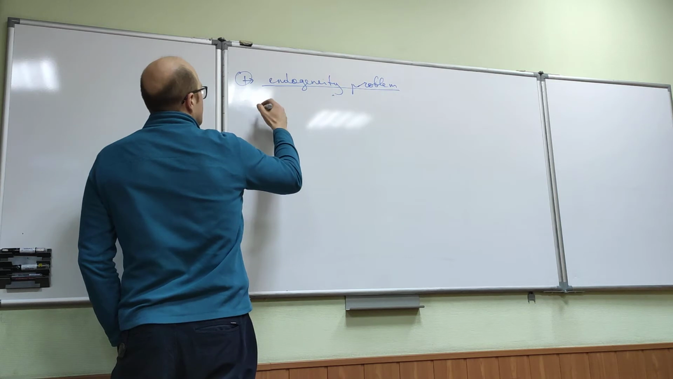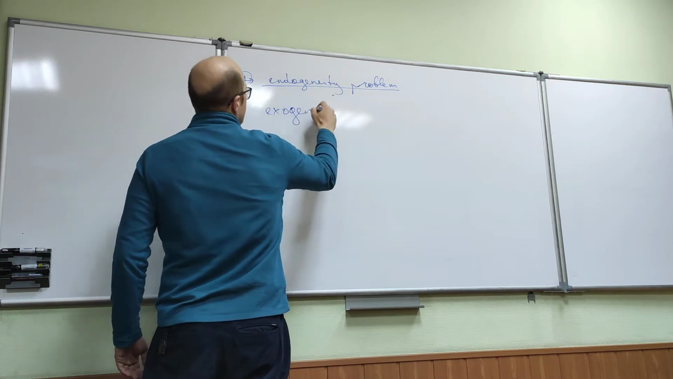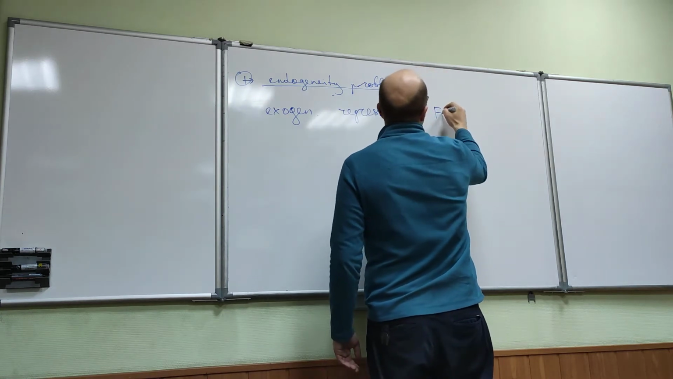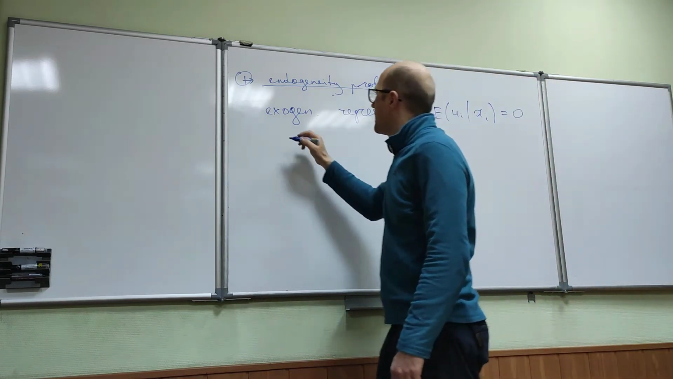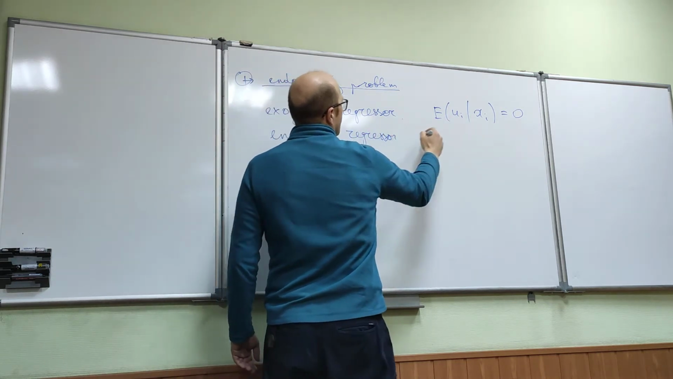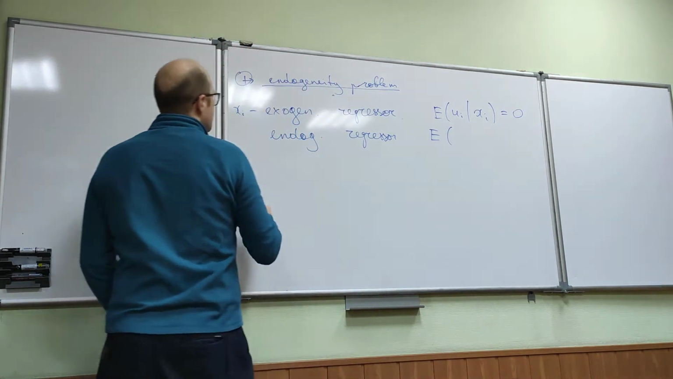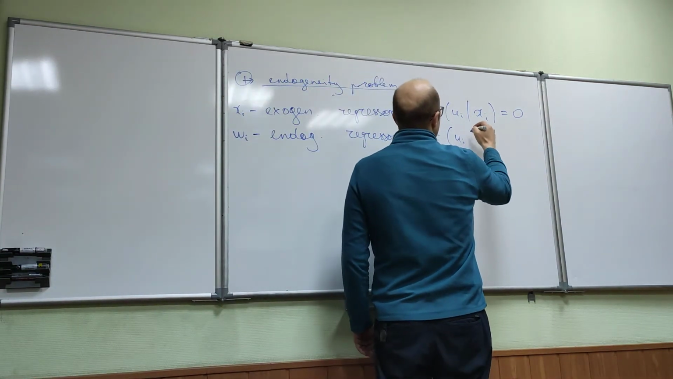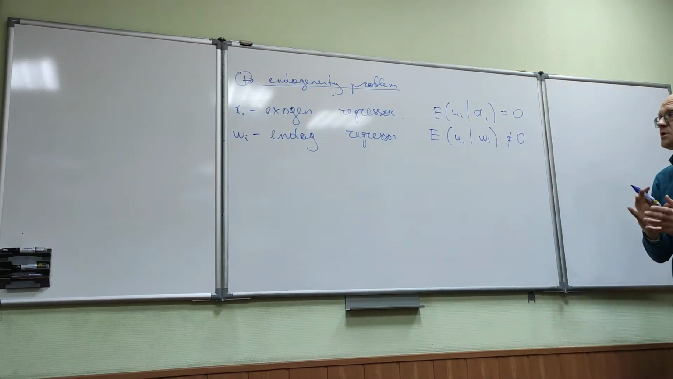Okay, so the endogeneity problem, formal definitions are the following. Exogenous regressors. What does it mean? Exogenous regressor means the expected value of the error term given x is 0. Endogenous regressor: let's say x will be exogenous, and W will be endogenous. Endogenous means the expected value of u given W is not 0. So that's a formal definition.